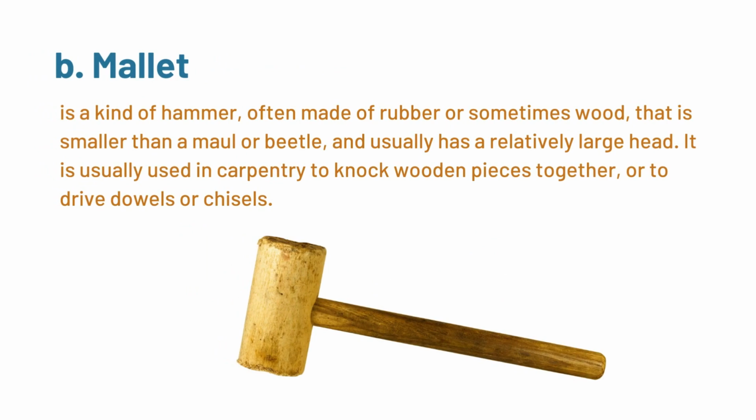The second one is mallet. It is a kind of hammer, often made of rubber or sometimes wood, that is smaller than a maul or beetle and usually has a relatively large head. It is usually used in carpentry to knock wooden pieces together or to drive dowels or chisels.